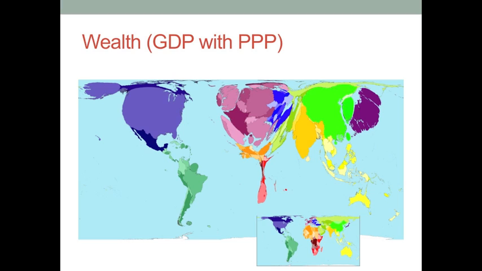And these are what we call cartograms, and that is the shape of an area and its size relative to other areas is indicated by how much it's inflated or enlarged. And so in this map from the World Mapper organization, what we see is wealth in GDP with purchasing power parity indicated.